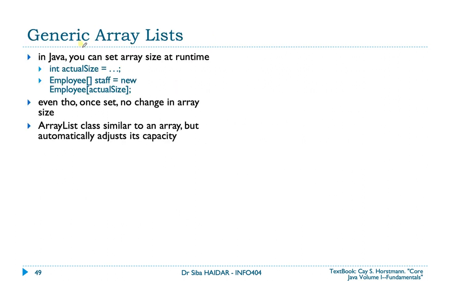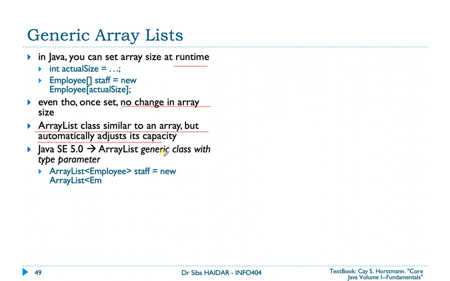So generic array lists. Just like in C when you use dynamic allocation, if you remember, in Java you can set the array size at runtime if you want to defer what is the actual size of the array. But once set, even though you can do it at runtime, you cannot change the array size anymore. So a solution is the ArrayList class, which is similar to an array, but it automatically adjusts its capacity. So if you have data that will grow, you can simply put it inside an array list.